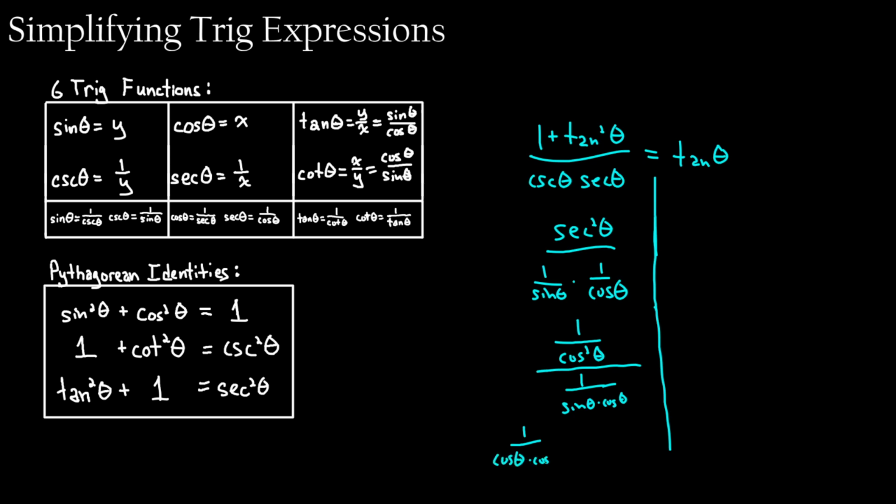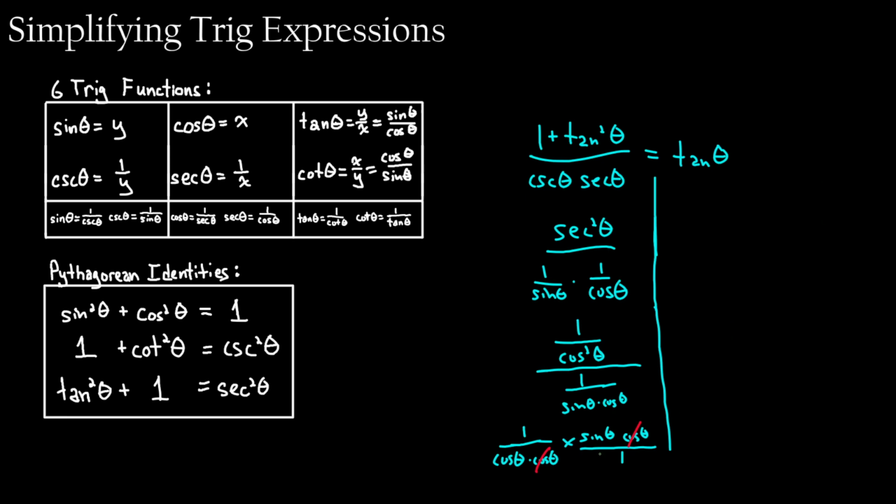Cosine theta times cosine theta, just to be super explicit here, times the reciprocal of this denominator, which is sine of theta times cosine of theta, divided by 1. And now we have something. So I can go ahead and cancel. What am I going to cancel? I got cosine down here, and I got cosine up here. So that leaves me with 1 times sine over cosine times 1, which is sine over cosine.